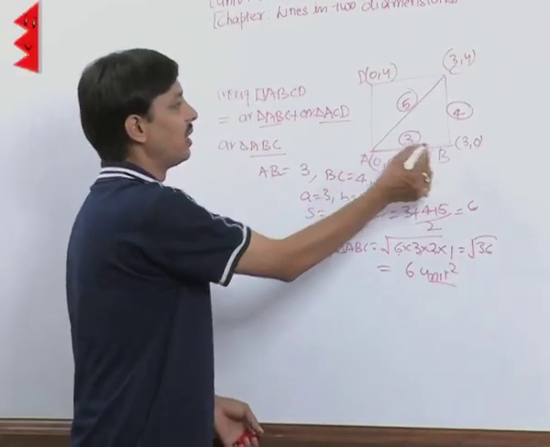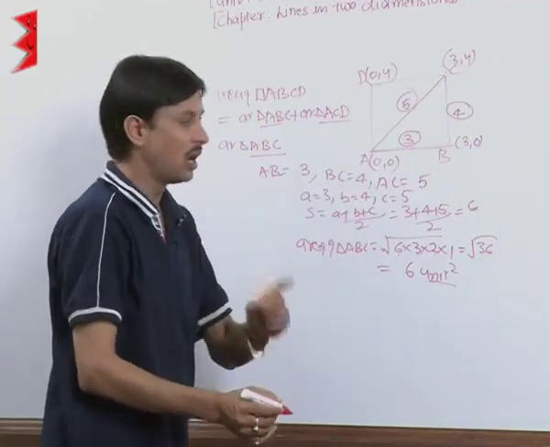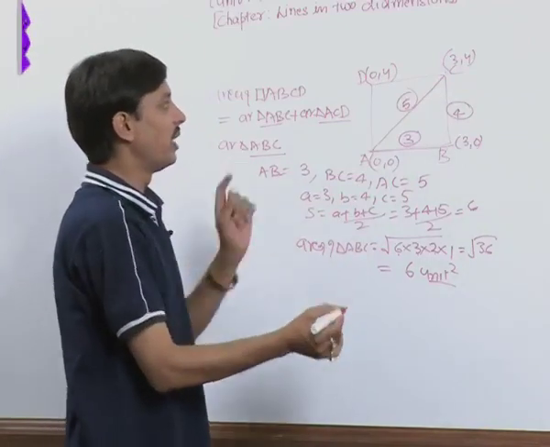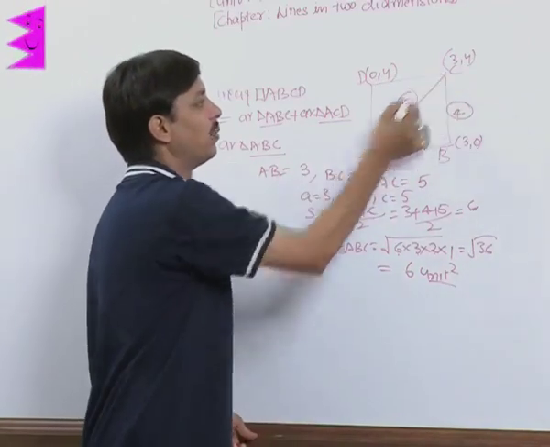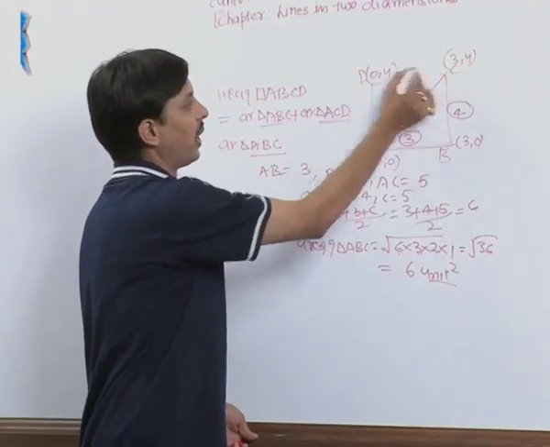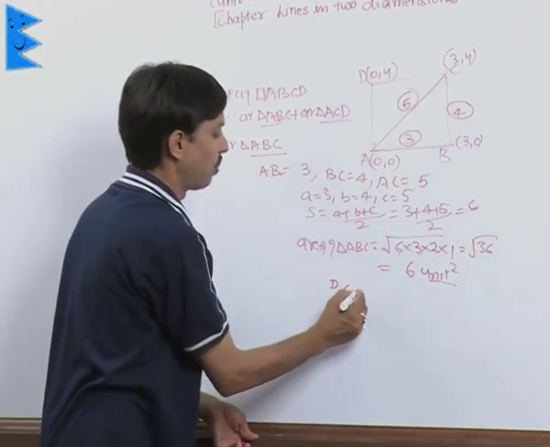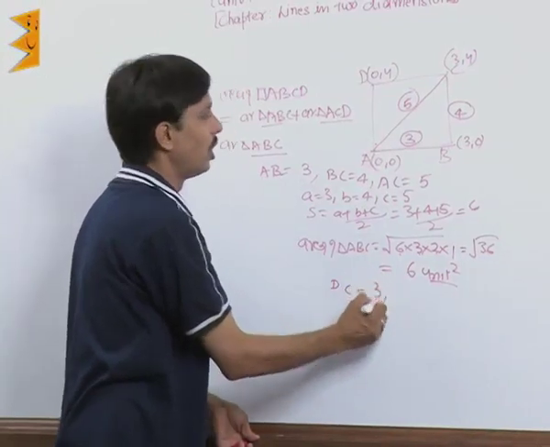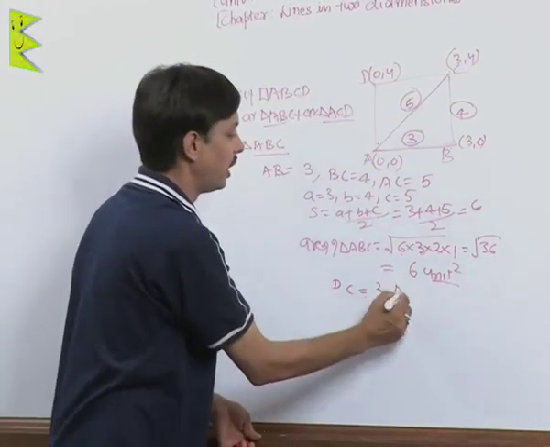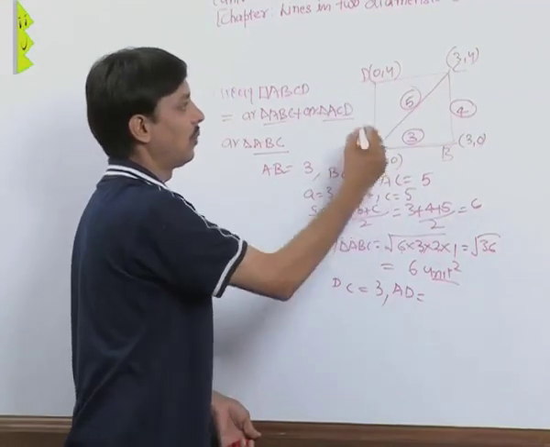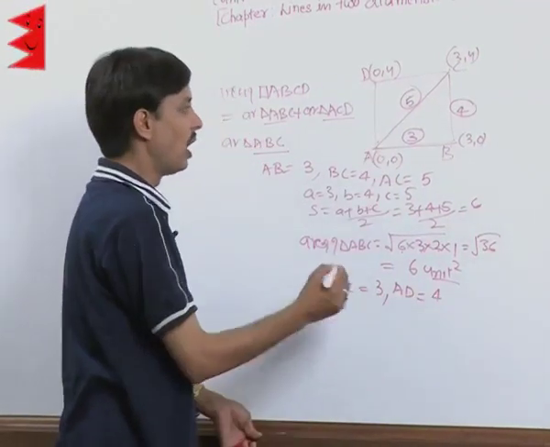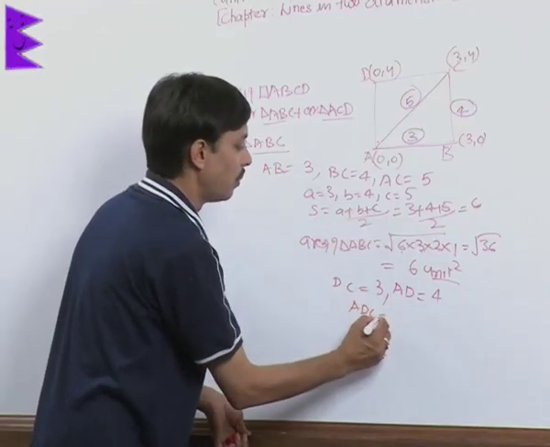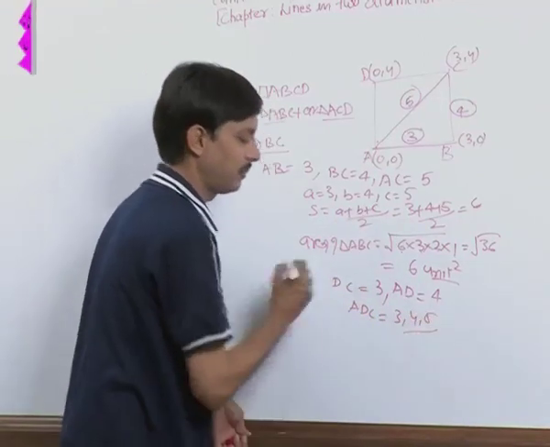As we have calculated the area of triangle ABC, similarly we can calculate the area of triangle ADC. To calculate the area of triangle ADC, we have already one side AC. We need to find DC. Using the distance formula, length of DC will come out 3. Using distance formula, the length of AD will come out as 4. Again the sides of triangle ADC become 3, 4 and 5.